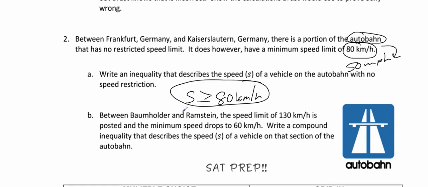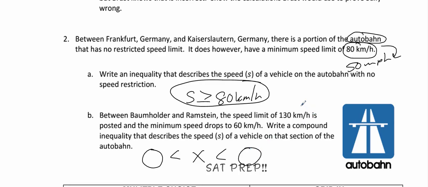All right, between Baumholder and Ramstein, the speed limit of 130 is posted and the minimum speed drops to 60 kilometers an hour. Write a compound inequality that describes the speed S of a vehicle on that section of the Autobahn. Again, remember, a compound inequality needs to be something is less than x, which is less than something else.